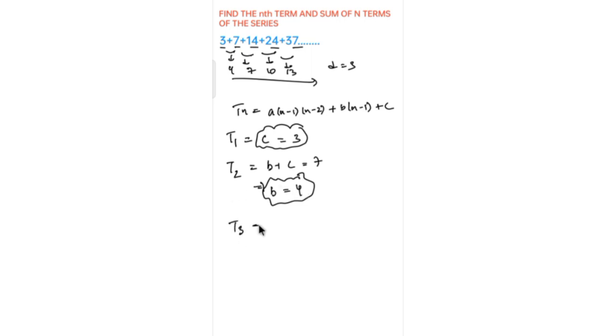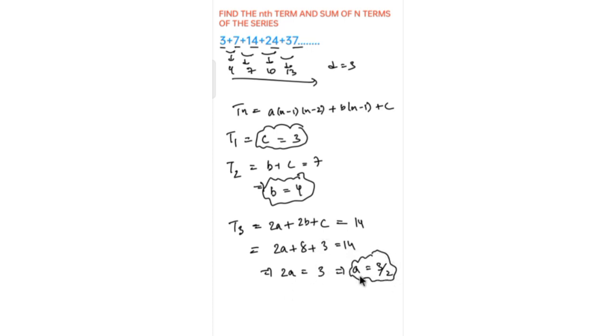And now compute the value of T3. Put n is equal to 3. When you put 3, you get 3 minus 2, 1, and 3 minus 1, 2. So 2 into 1, 2 into A. So 2A plus 3 minus 1, 2, so 2B plus C, which is equal to 14, because T3 is 14. So you get 2A plus 2B, which is 8, plus C, which is 3, is equal to 14. So you get 2A to be 11, 14 minus 11, 3. So you get A to be 3 by 2.